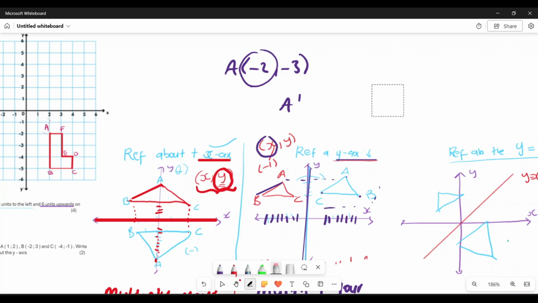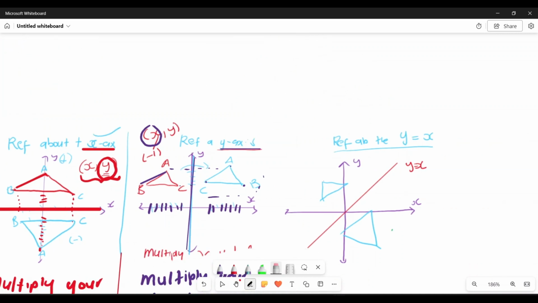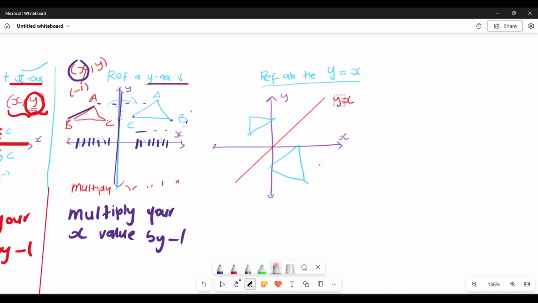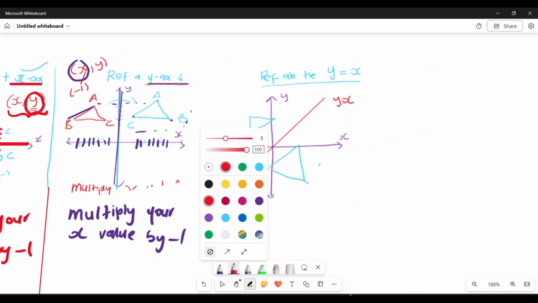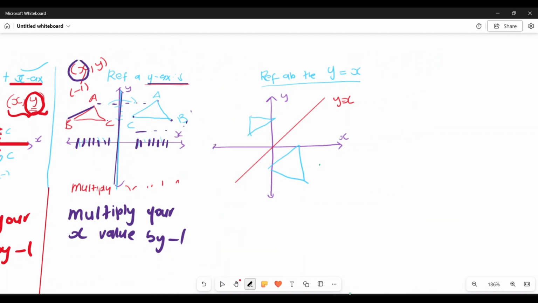Now let us look into the last transformation you need to know, which is reflection about the y equals x line. Your y equals x line is this line indicated in red. When we reflect about this y equals x line, basically we're flipping the shape over this line. Let's say initially our shape is here, and when we flip it over this line, this is going to be our new shape. Now, in terms of coordinates, what is it that you need to do whenever your shape is reflected about y equals x?